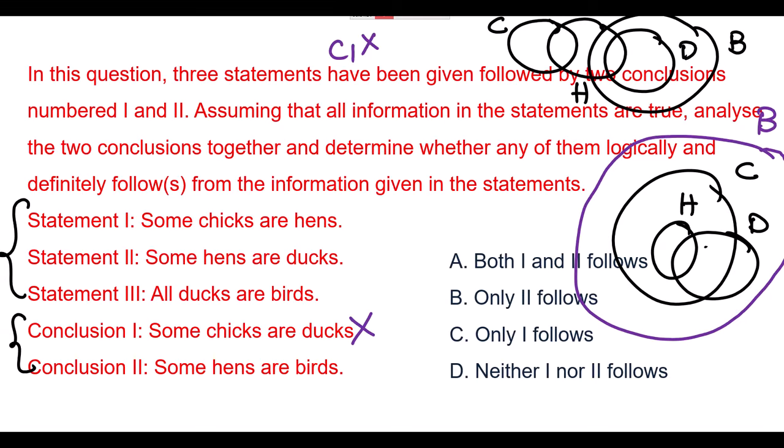Now see the second one. What is the second one? Some hens are here, and some part of hens is connected with birds.